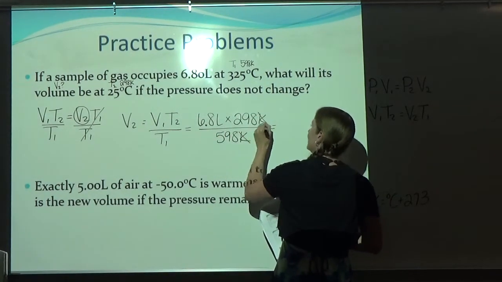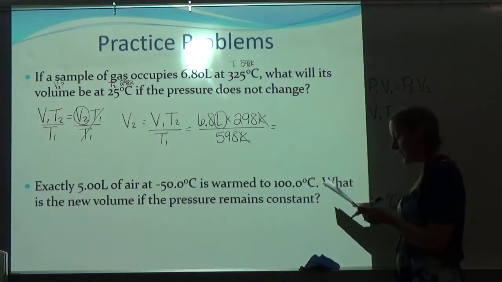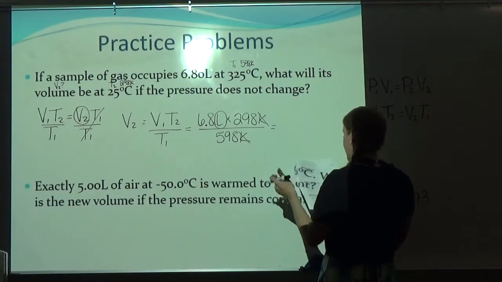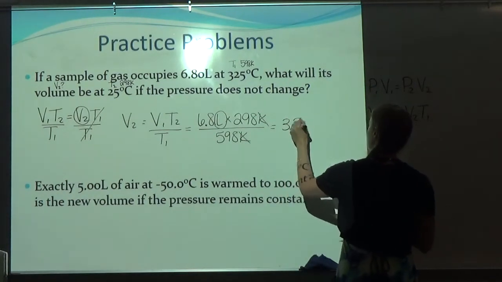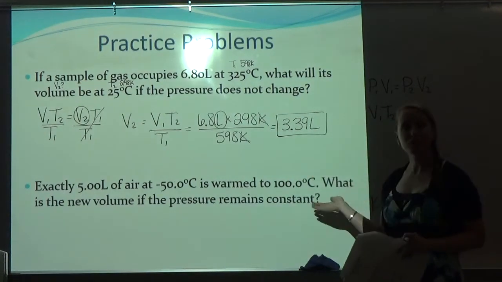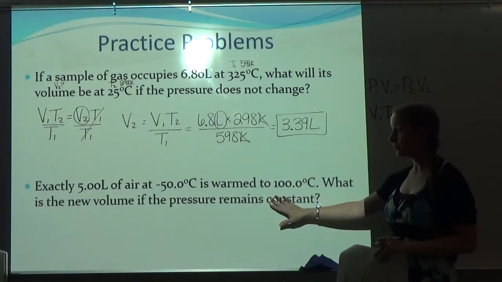So see, my Kelvins cancel. I'm left with liters, which is perfect because it asked me for volume. And so once I multiply the top and divide by the bottom, I end up getting 3.39 liters. So if you tried that one, hopefully you got that right. And if you haven't tried one, make sure you pause it and try this bottom one real quick.